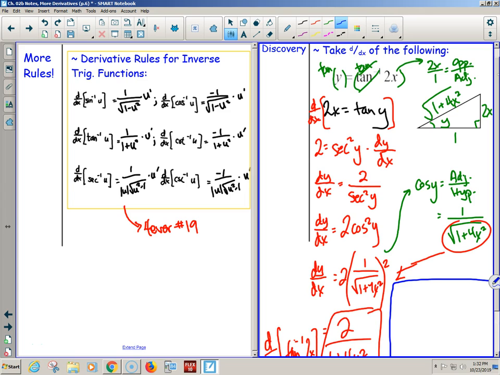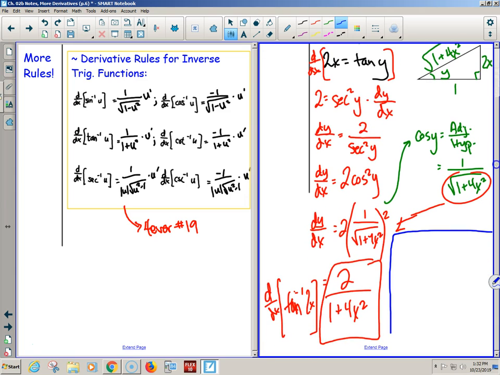Who's my u? 2x. So, can I avoid this whole blah blah blah by just saying that the derivative of tangent inverse of u is 1 over 1 plus u squared times u prime? What? Is this a good card to memorize?